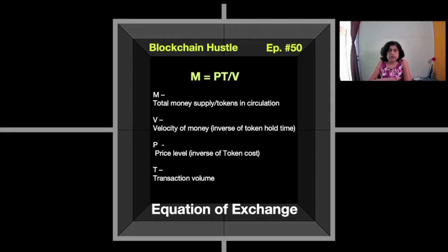And then you have hold time, which is H, which I mentioned previously, which is the time that a user needs to hold on to a token before using it to make a transaction. So your V and H are inverse of each other, and P, the price level, and the token price are also the inverse of each other.